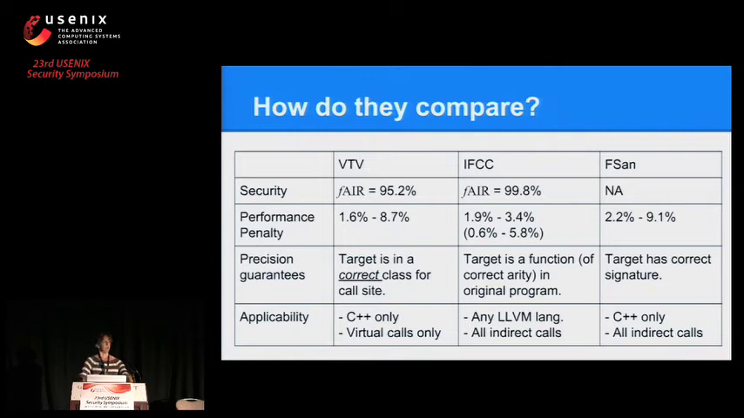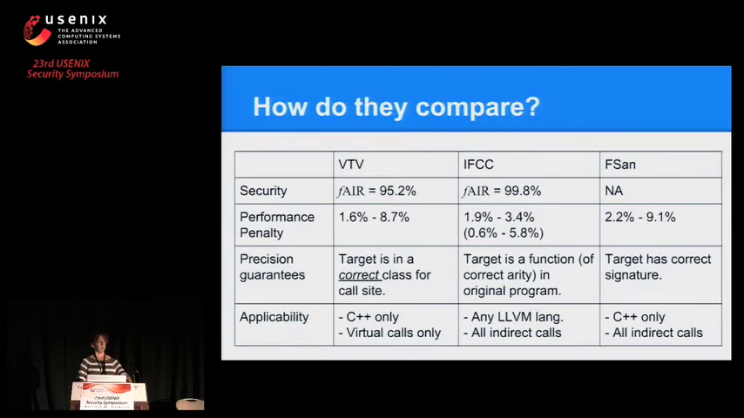So for security, as you can see, VTV got a FAIR metric of 95.2%, and IFCC actually got a FAIR metric of 99.8%. Now, it's not surprising that VTV had a lower FAIR metric because VTV was not attempting to protect all the indirect function calls. It was only trying to protect the virtual calls. But the fact that we actually got 95.2% underlines a very important point, which is that in C++, by far the vast majority of the indirect function calls are indeed virtual calls.